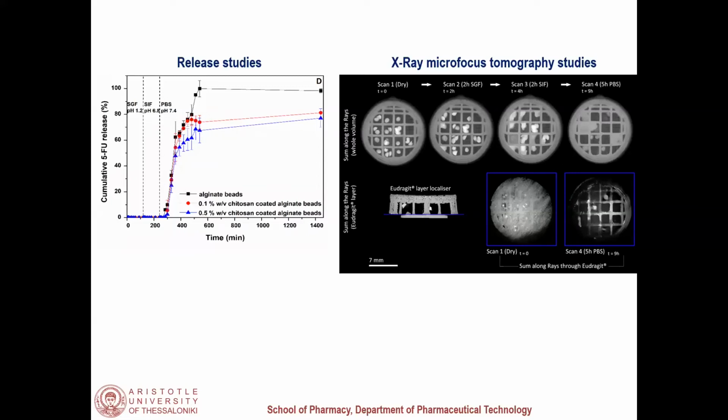And actually what we saw was that in SGF, more or less, the particles were intact, the alginate beads were intact, and only when they were immersed in the SIF medium, we could see some changes, a kind of distortion of the particles. However, there was a dramatic difference in the PBS, when a large number of the particles had already escaped from this mesh of the polymers, and actually what we could see was that we had the layers and not particles anymore.